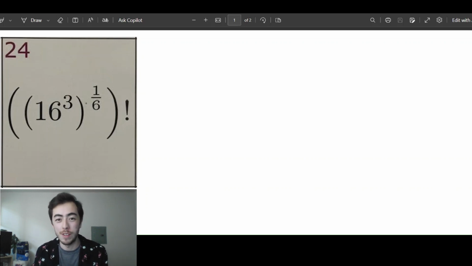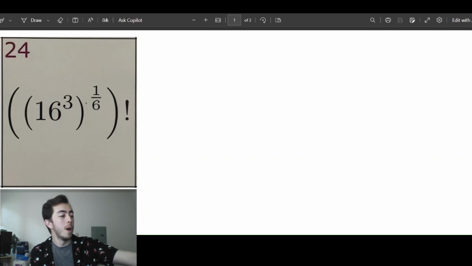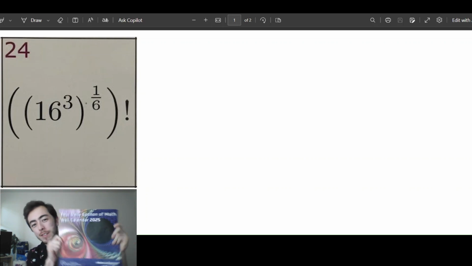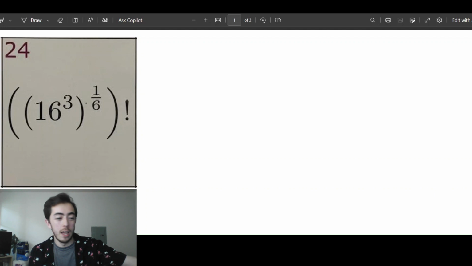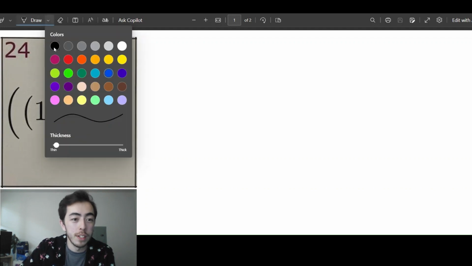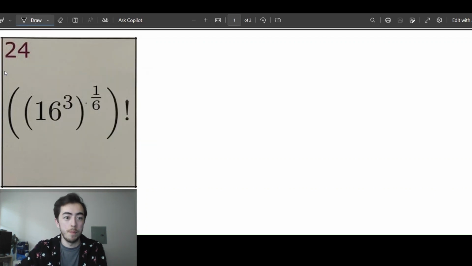Today's June 24th, and we're solving problem number 175 from the Daily Epsilon calendar. And let's show why this expression here is equal to 24 today.